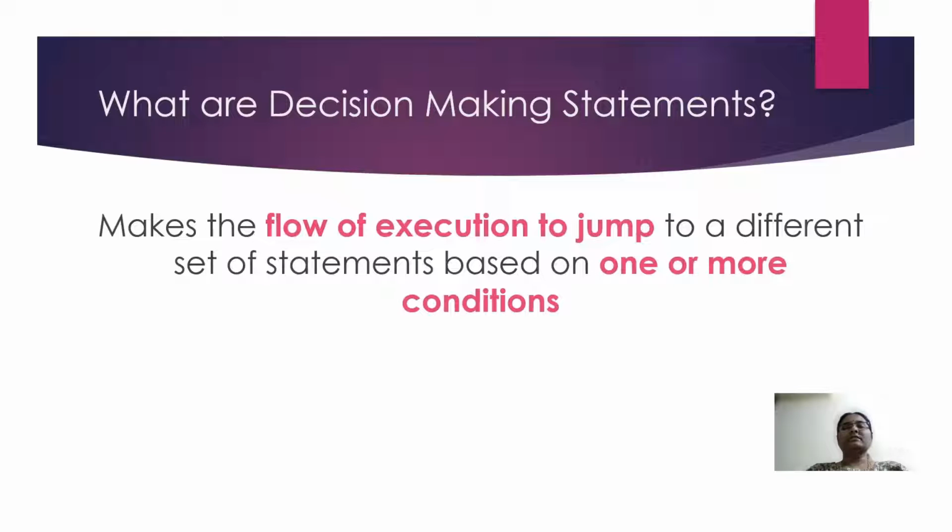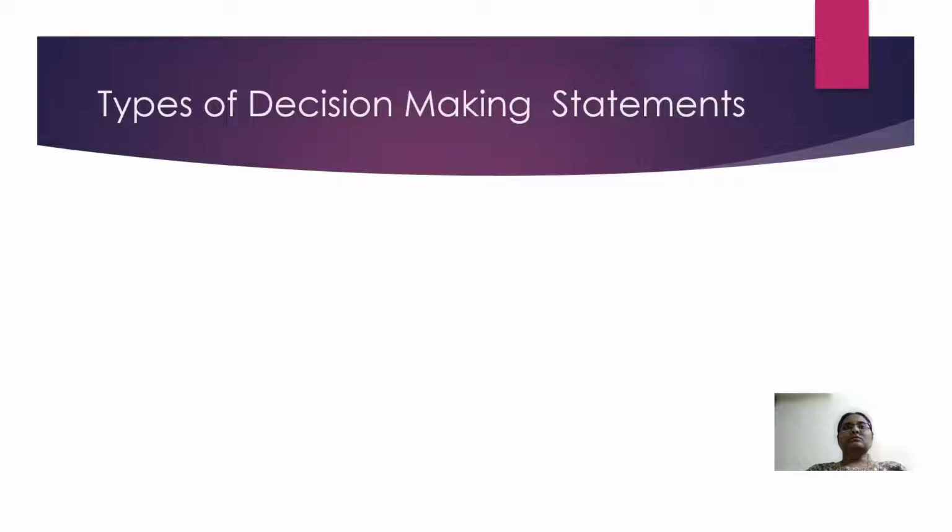Decision making statements are used to make the flow of execution jump from one statement to another set of statements based on some conditions. There may be one condition or more than one condition. Based on a particular condition, the execution may be switched to another set of statements from the current statements. That is the purpose of decision making statements. There are different types of decision making statements that can be used to simplify your programming.